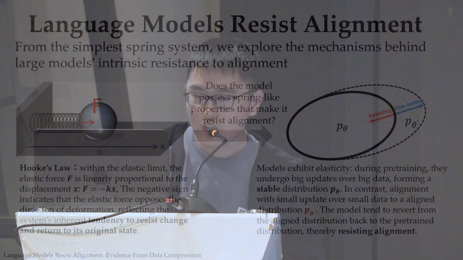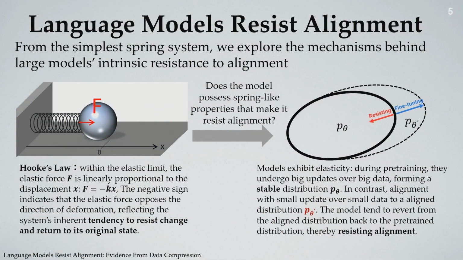Similarly, in large language models, pre-training involves big updates over big data, forming a stable distribution. In contrast, alignment is performed through small updates on just limited preference data, producing a new aligned distribution. So the model tends to revert from the non-stable aligned distribution back to the stable pre-trained distribution, thereby resisting alignment.